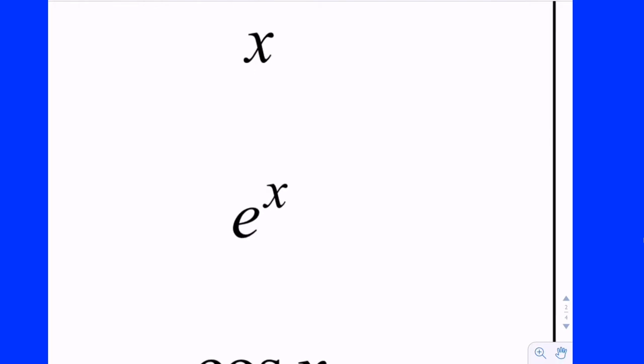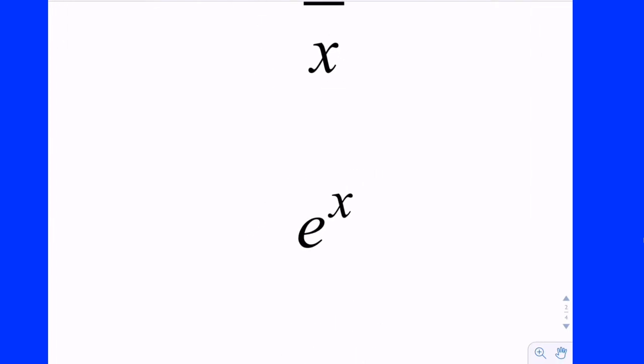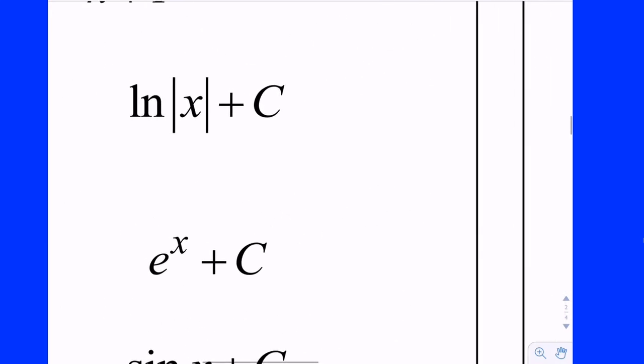All right, cool. Anyway, let's do this one. E to the x. What's the antiderivative of e to the x? Very good. E to the x plus c. I'm glad you didn't forget the plus c. And, of course, if you check it and revise, there'll be no revision.